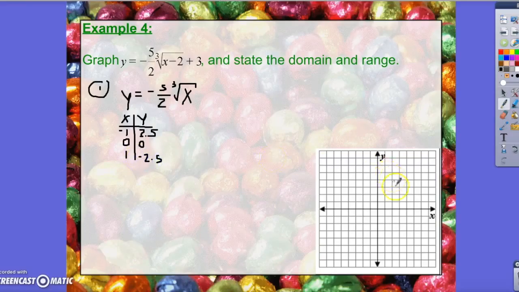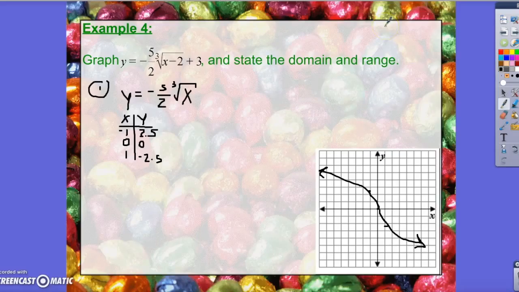So plot these points. Estimate where they go. All right.